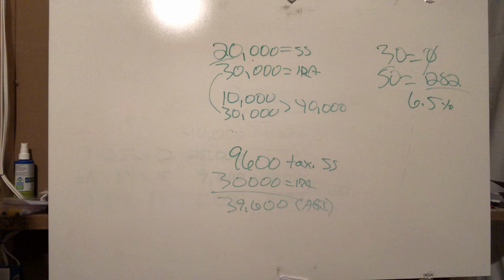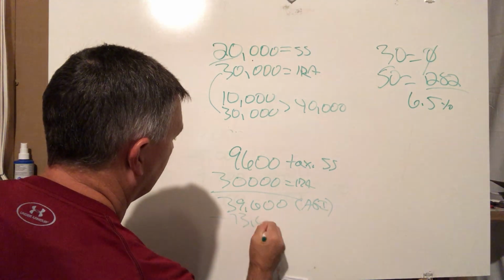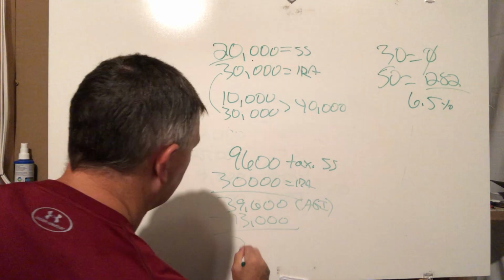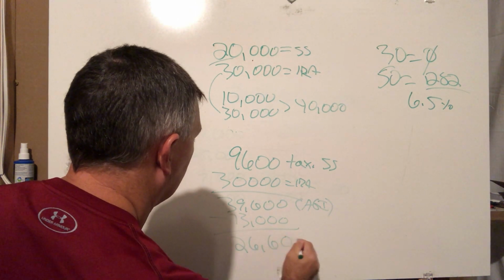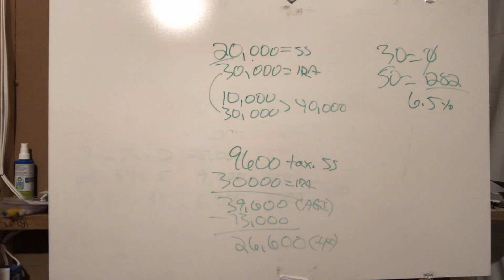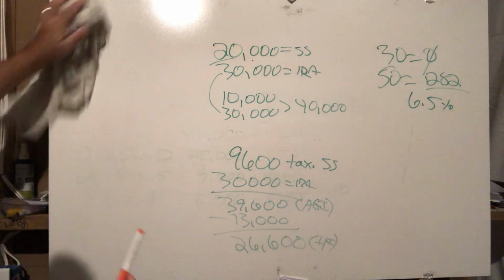All right, so now we take $13,000 as a standard deduction. That leaves a taxable income of $26,600. That's our taxable income, $26,600. $26,600 is her taxable income.